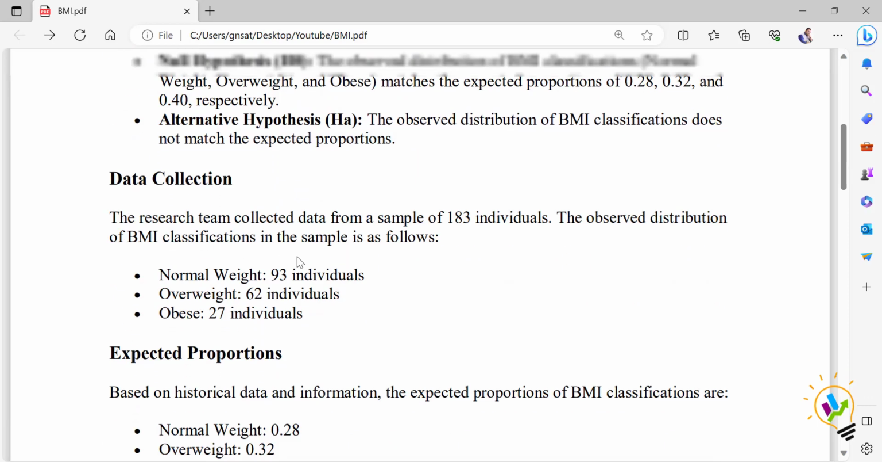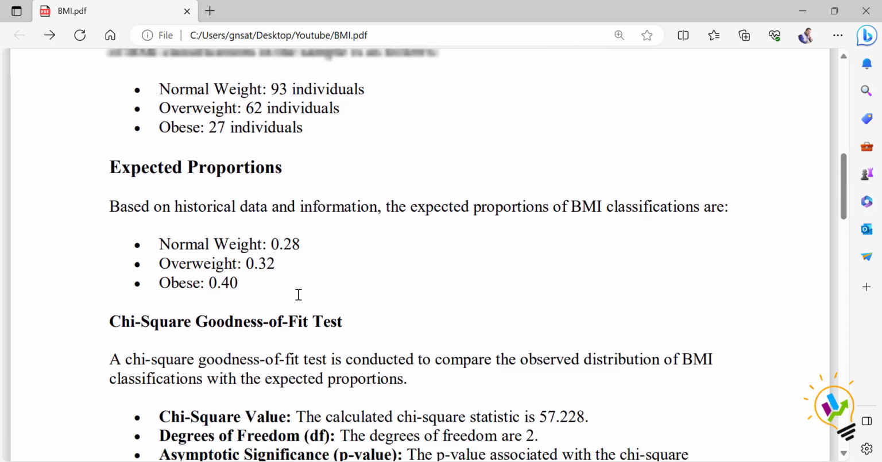Data collection. The research team collected data from a sample of 183 individuals. The observed distribution of BMI classification in the sample is as follows: 93 people are normal weight, 62 people are overweight and 27 are obese. The expected proportions we already discussed: normal weight is 28%, that is 0.28, overweight 32% and obese 40%. If we add all these, they must equal 1. Now I will show the example, we will do this chi-square goodness of fit test and we will discuss the results.